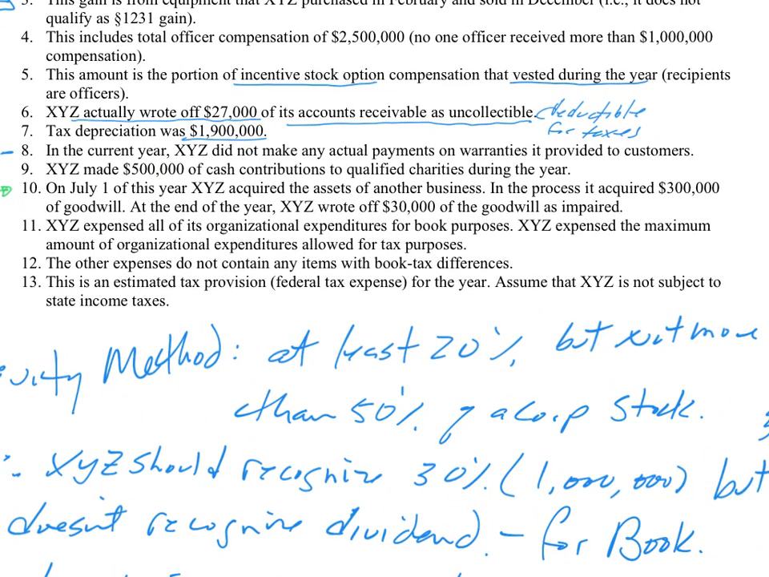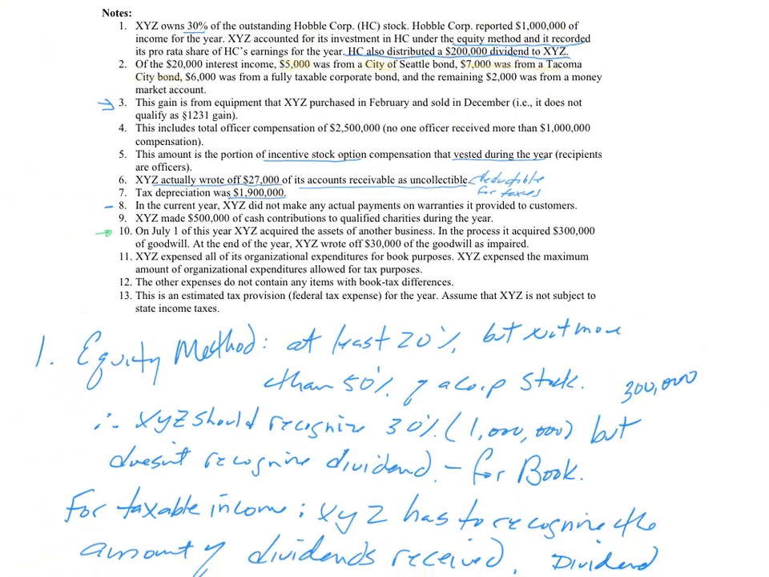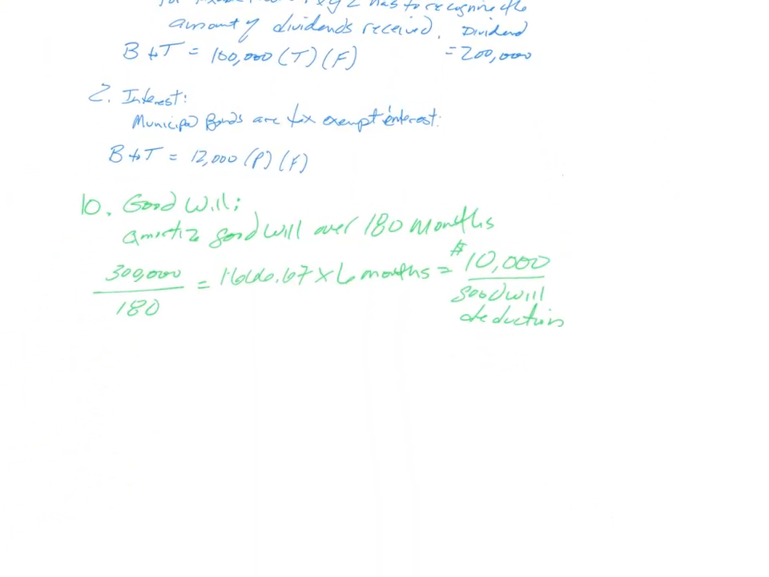All right, so item 11, XYZ expensed all of its organizational expenditures for book purposes, and they expense the maximum amount allowed for tax purposes. Okay, so they expensed everything that they spent for book purposes. It's very important to us. All right, so let's scroll down and let's talk briefly about organizational expenditures.